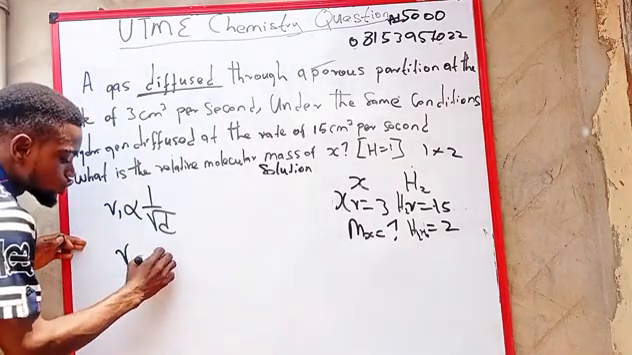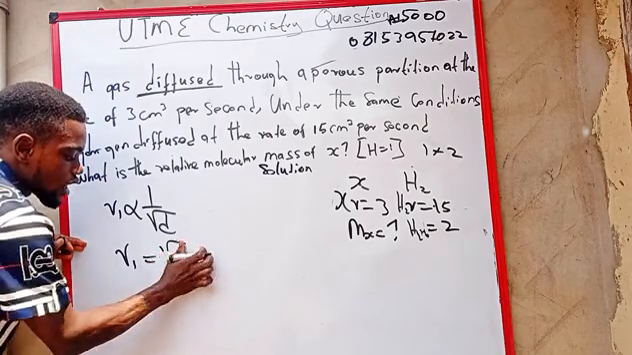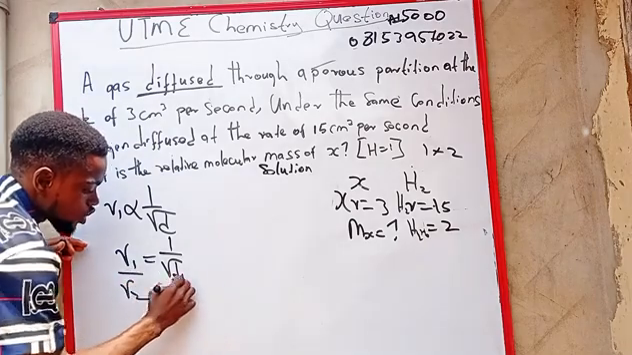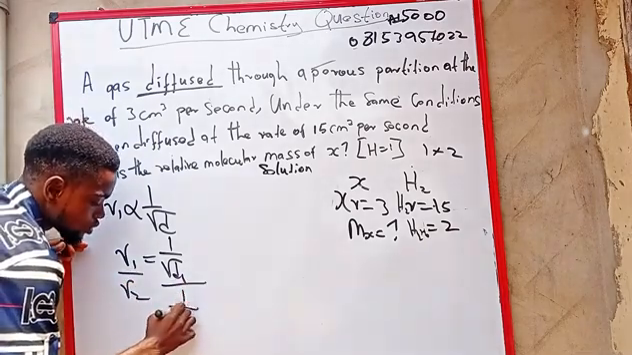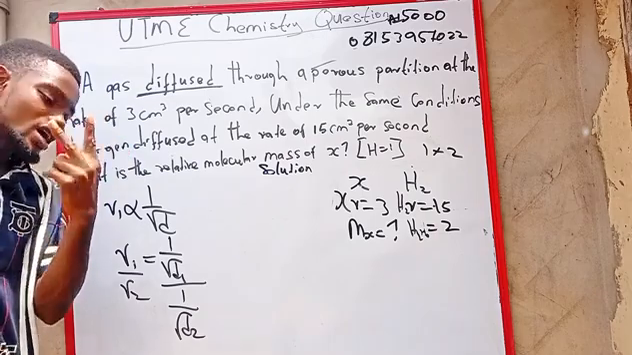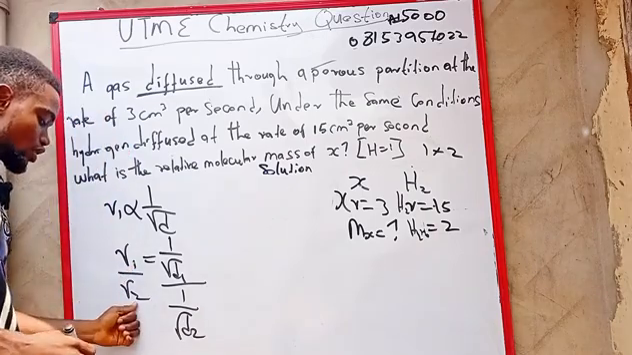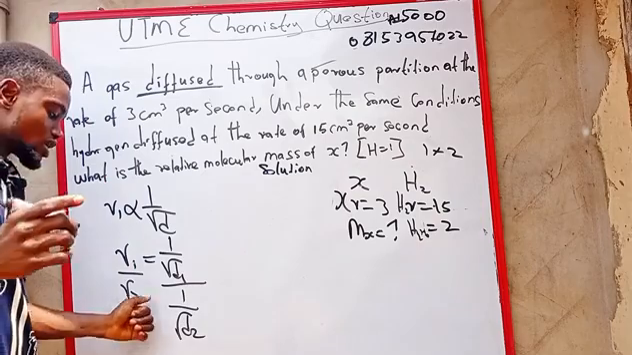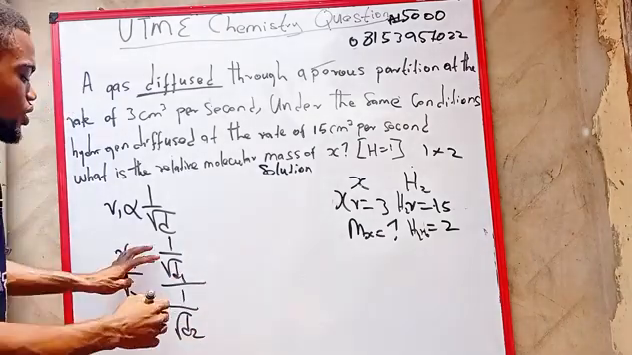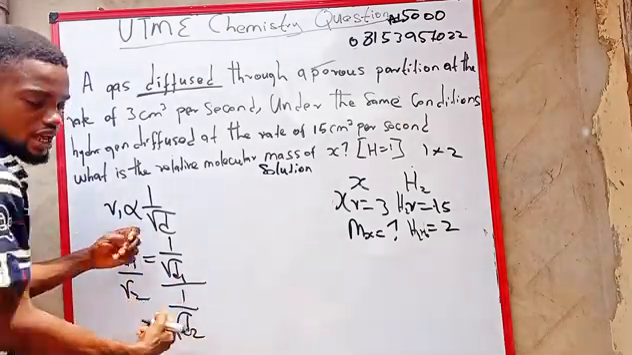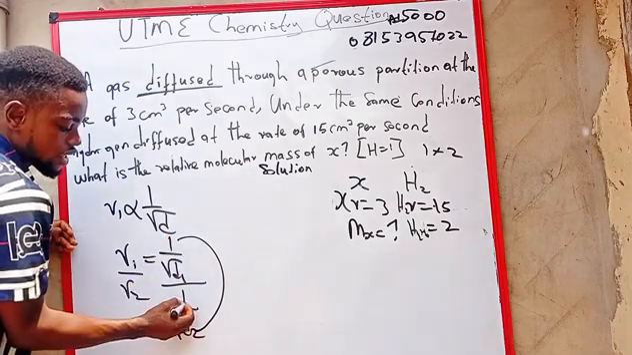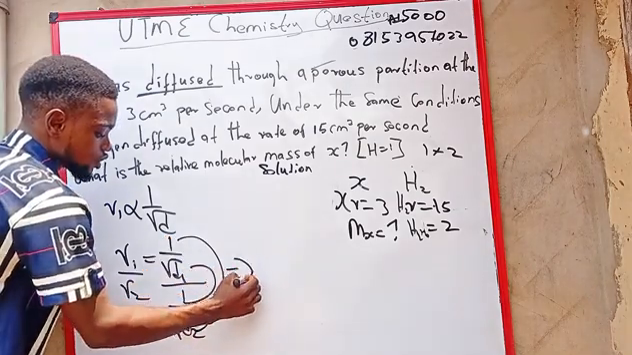of gas R1 over R2 is equal to 1 over the square root of d1, all over 1 over the square root of d2. That is, R1 is the rate of diffusion of the first gas, R2 is the rate of the second gas, and d1 and d2 are the vapor densities. Now here we have to make this a single fraction. You know how to do it. Now this one here is going to multiply by this one, and this one here is going to multiply by this one. Hence this is going to give us something that looks like this.